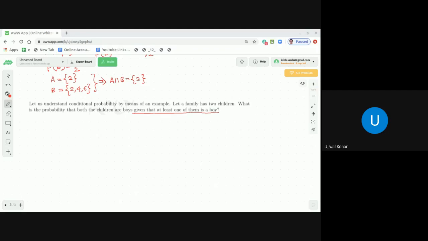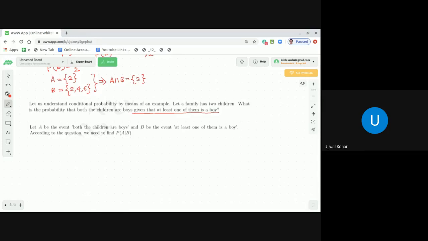Let A be the event. Framing the event is very, very important here. How are we going to approach this particular problem? Here it is. Let A be the event that both the children are boys, and B be the event that at least one of them is a boy. So there are two events we are defining: event A, both the children are boys, and event B, at least one of them is a boy.